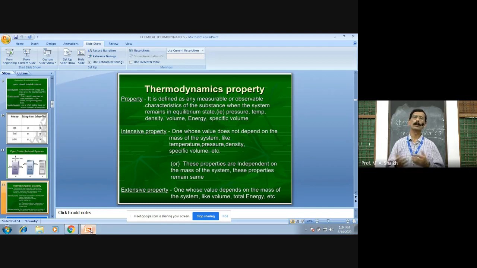Which are the other intensive properties? Pressure is an intensive property. Density is an intensive property. Refractive index, surface tension, viscosity are the other intensive properties. You can add other properties, so for that you have to do a search. You search, you will get other intensive properties also. Okay, I'll go to the next slide.